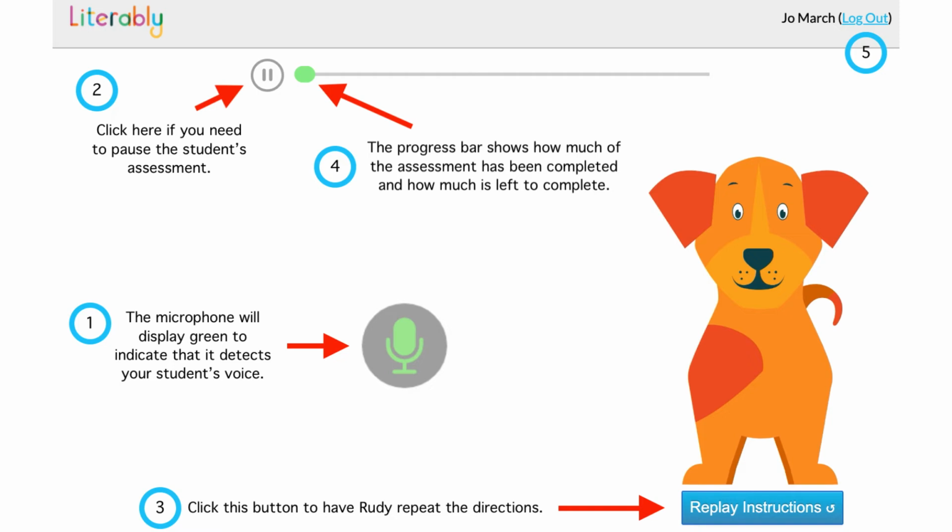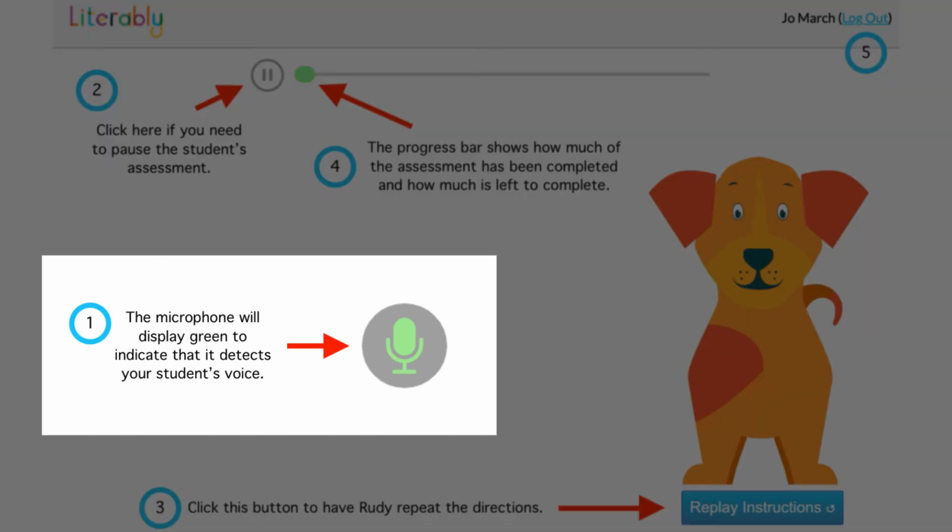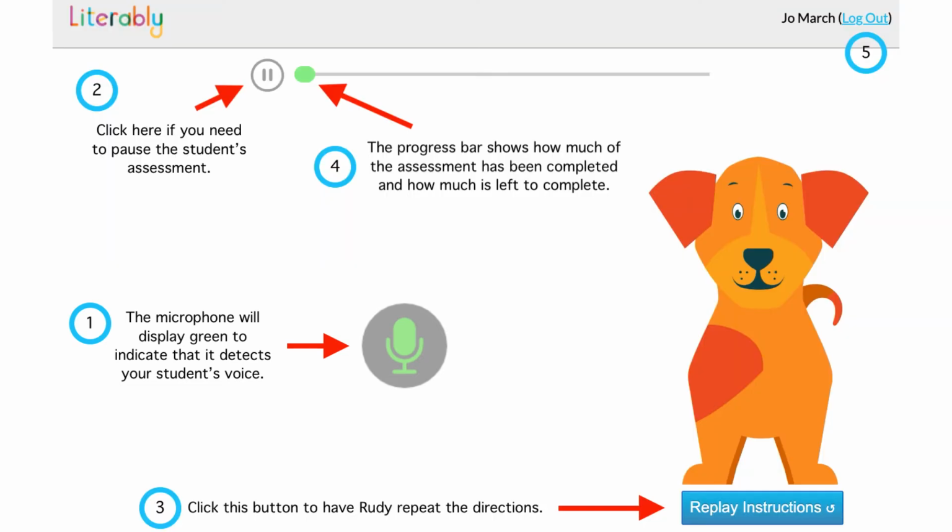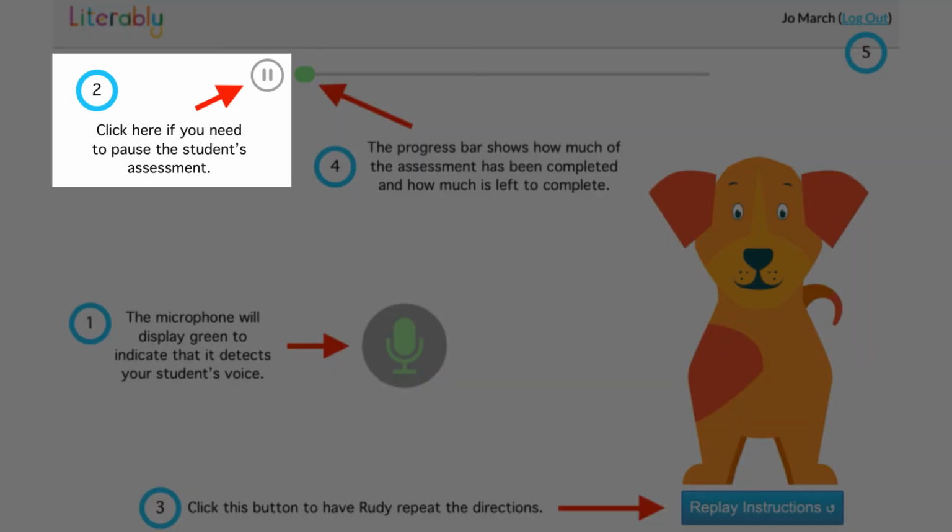Here are some features you may have noticed in the video of the assessment. The microphone icon will flash green to indicate that it detects your student's voice and is recording it. If the device does not detect any sound, Rudy may prompt your student for the answer again or move to the next prompt. If you need to pause the assessment at any time, you can press the pause button.